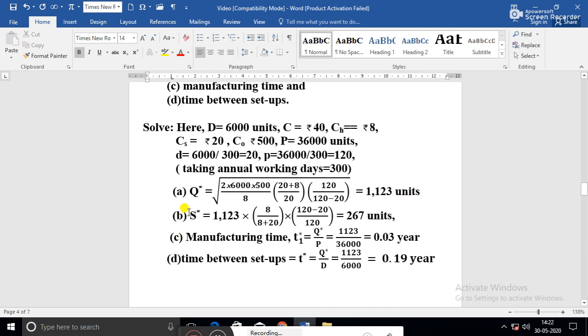Next is A star, that is the shortage. Shortage is this quantity which you have found just now, into P CS by CS plus CH, that is 8 by 8 plus CH by CS plus CH, that is a very important thing, into P minus D by P, and that is 267. This is the shortage. So of the 1123, inside that 1123 units, your shortage will be 267. You will not actually order 1128.3. That is the inventory level you are trying for, but actually we are keeping some shortage to get a lower cost, which I have said before.